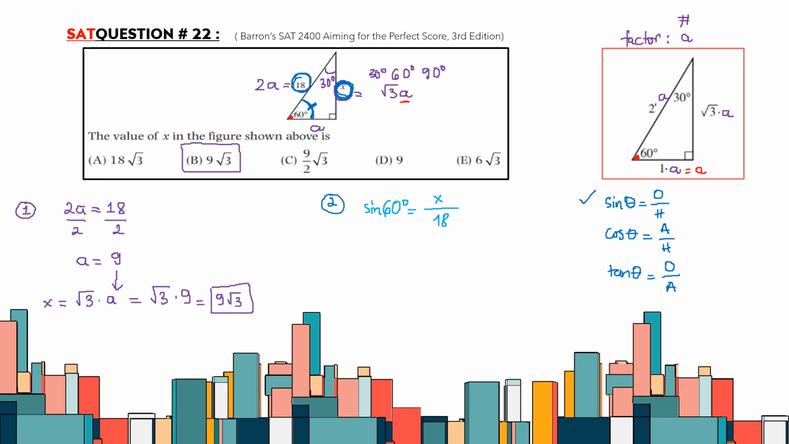Now to solve for x, we multiply both sides by 18 so that we cancel that 18. We have x equal to 18 times sine of 60 degrees. And if we memorize it, or if we can use the unit circle, we know this value. Sine of 60 degrees is square root of 3 over 2.